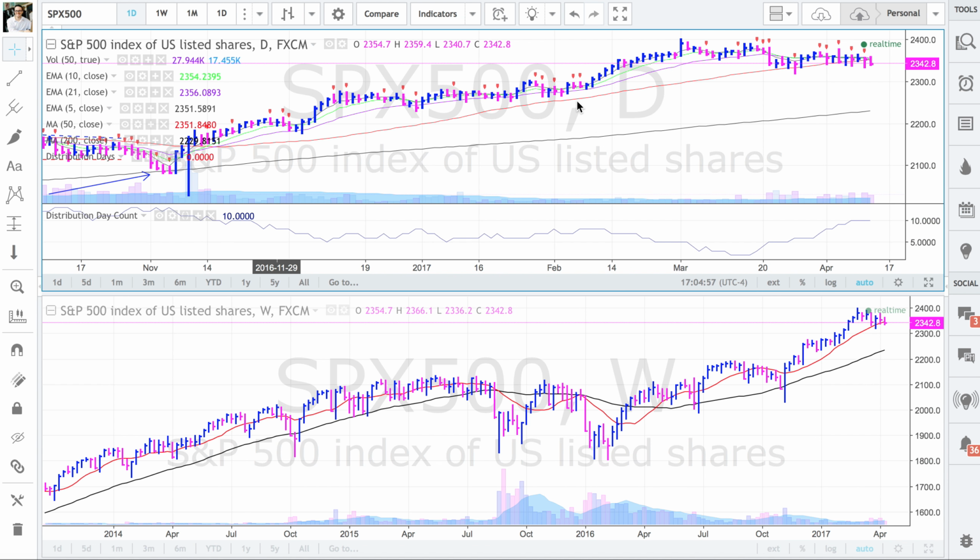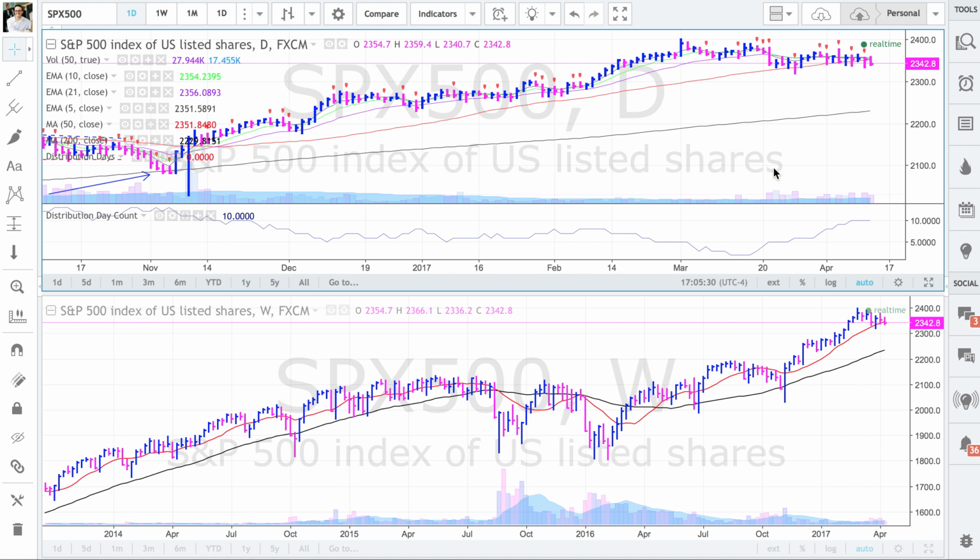We have the daily chart up here and a longer term weekly chart down here. All these little flags that we're seeing on the daily chart of the S&P 500 are flagging distribution days. A distribution day is any down day of 0.2% or greater on heavier volume than the prior day. It's important to look at distribution days because it's a sign of institutional selling coming into the marketplace.